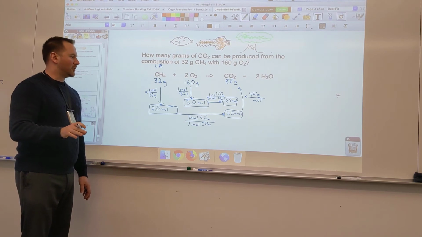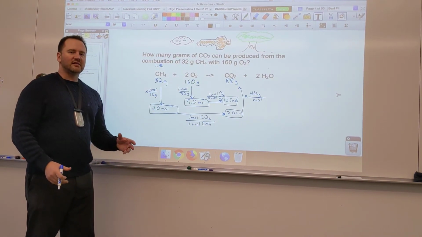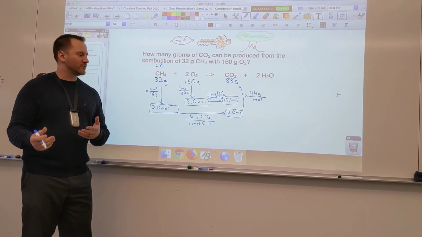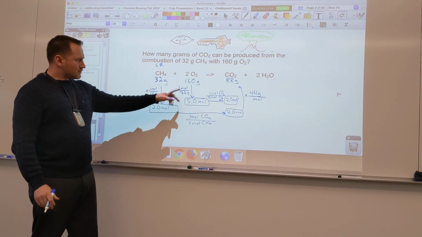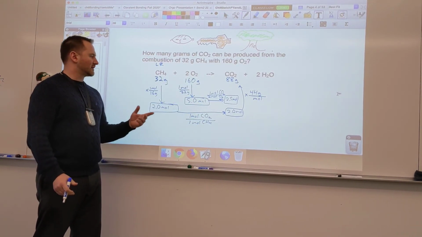The other way we could go about this is calculate how many moles of each reactant we have, and then say, how much of the other one would I need to react with that? So for example, let's say I started with oxygen, and I was like, okay, I think this might be the limiting reactant, let me see.